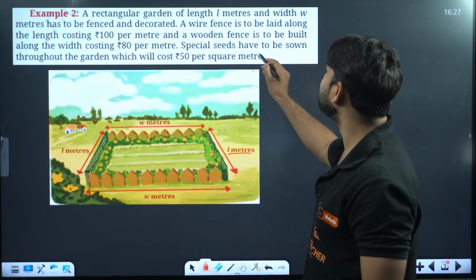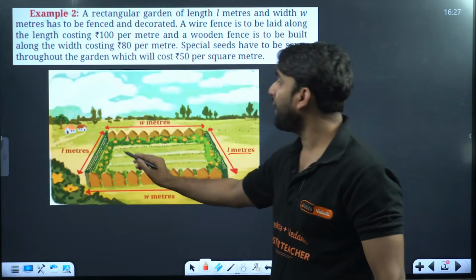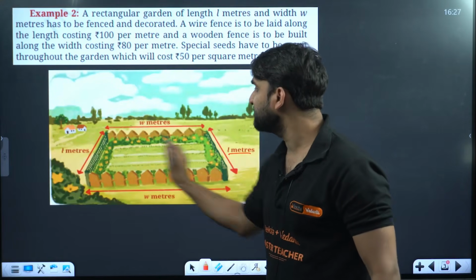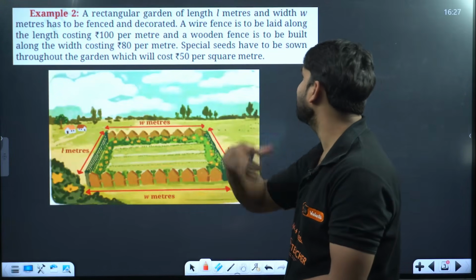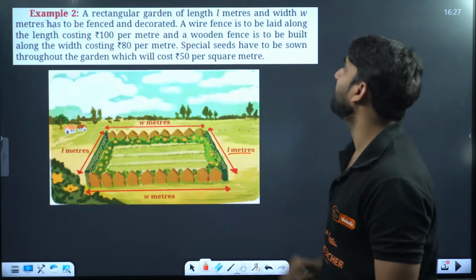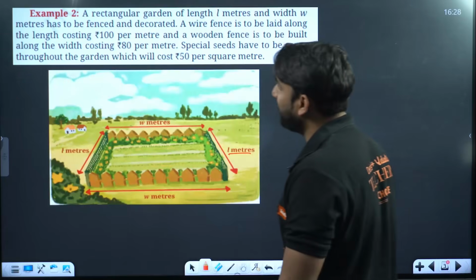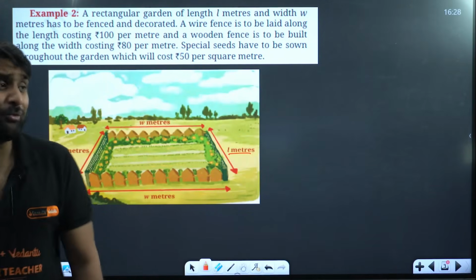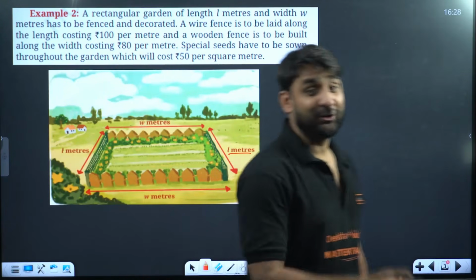Special seeds have to be sown throughout the garden. In this complete garden, the special type of seeds to be sown throughout the garden will cost 50 rupees per square meter, and we have to make the linear equation for the total costing.